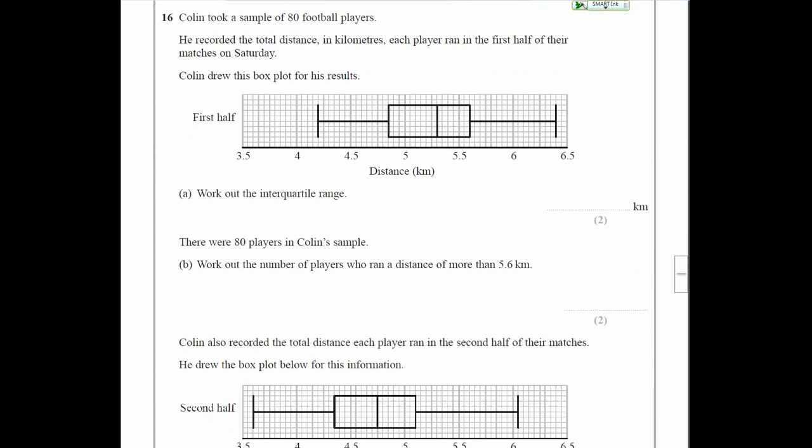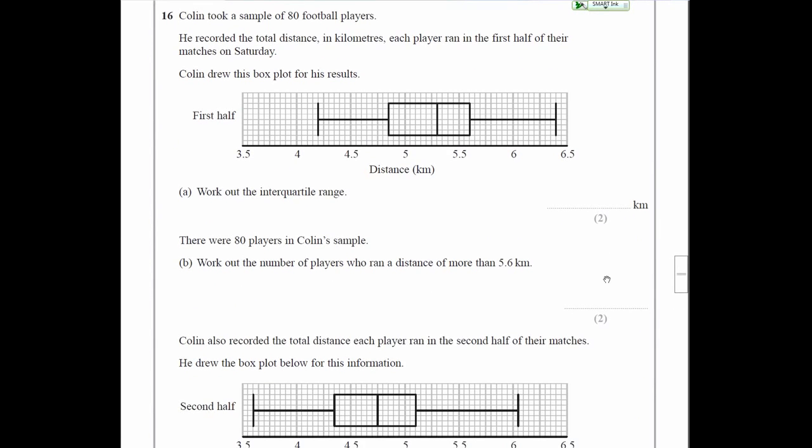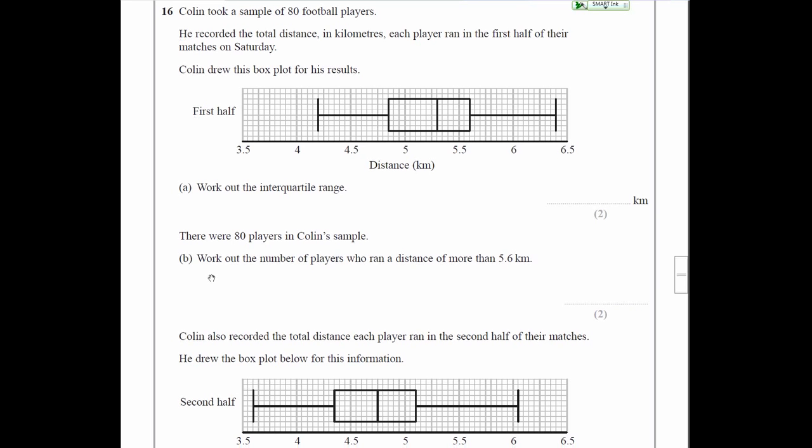Question 16. Colin took a sample of 80 football players. He recorded the total distance in kilometres each player ran in the first half of their match on Saturday. Colin drew this box plot for the results. Work out the interquartile range. Now the interquartile range means you get your lower quartile and your upper quartile, and you take your lower one from your upper one. IQR.